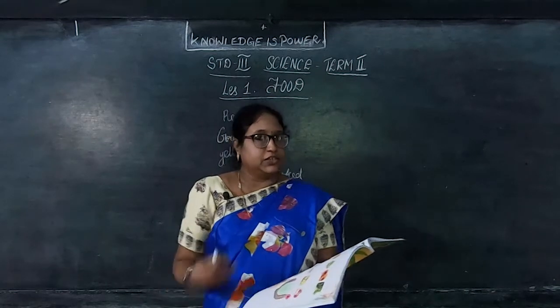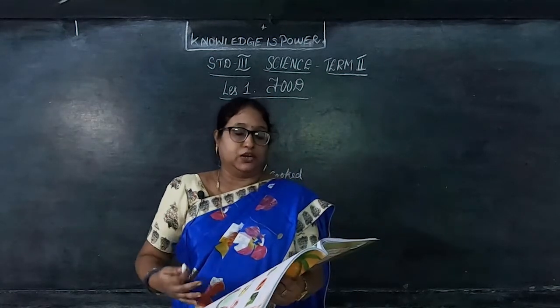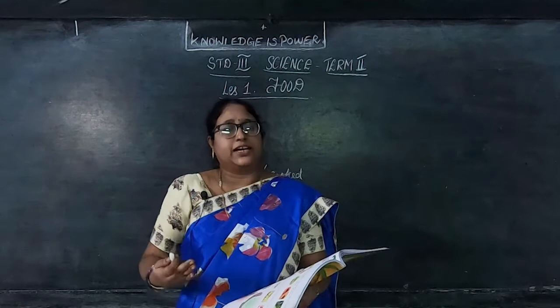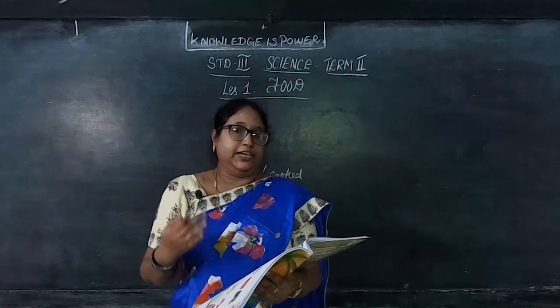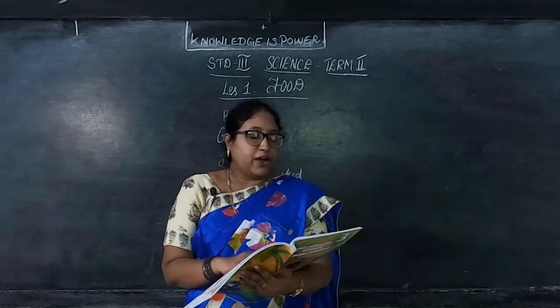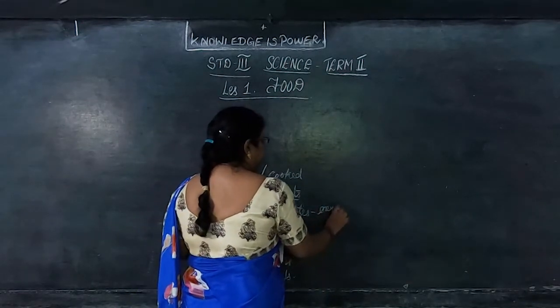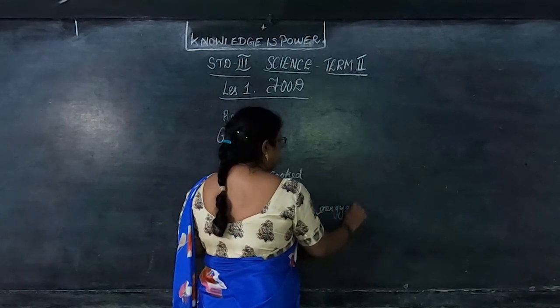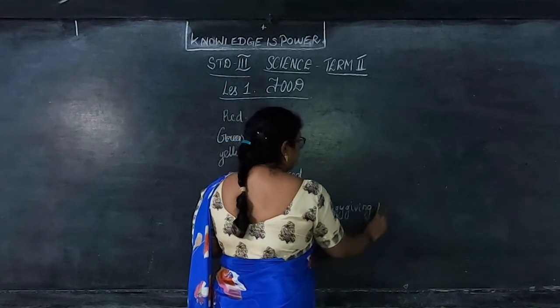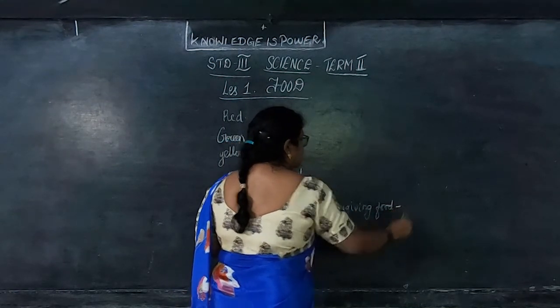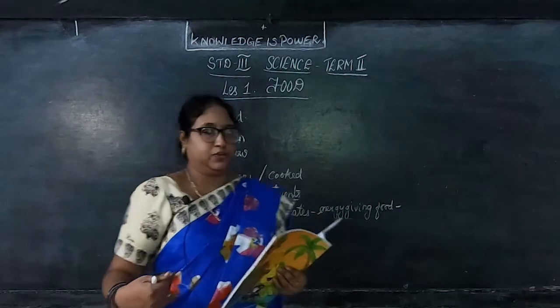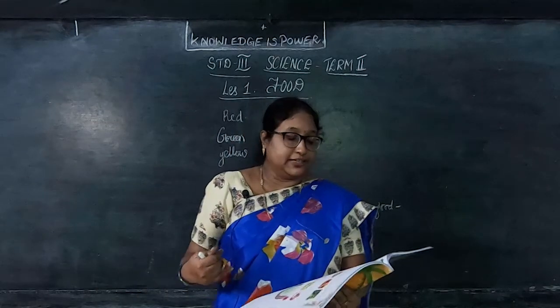Our body needs energy to do work. If we want to do some work, play, or do any other activity, what do we need? We need energy. Carbohydrates are energy giving food. Okay children, carbohydrates give us energy.